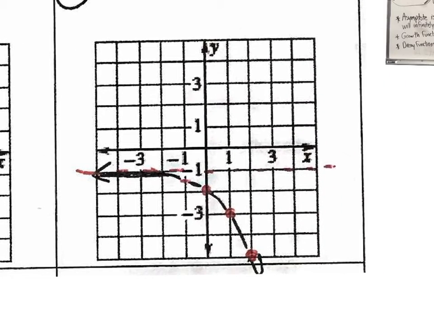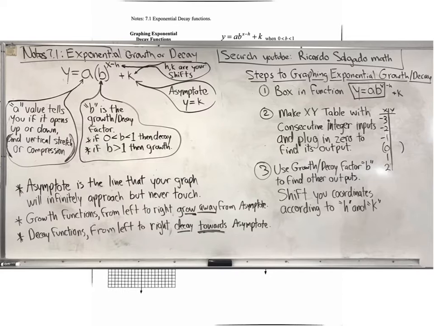How about this guy? Is it a growth or a decay? It's also a growth. Why? Because from left to right, it grows away from the asymptote y equals negative 1. Got it? I hope so. You need to get it. Let's get to the actual graphing portion of today.